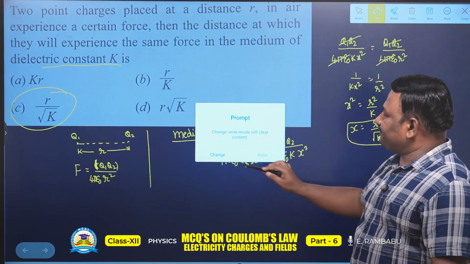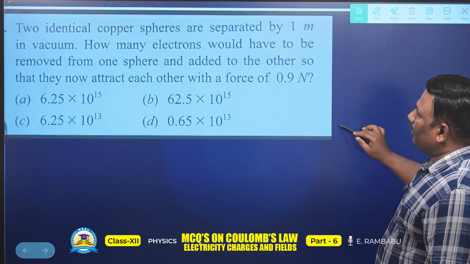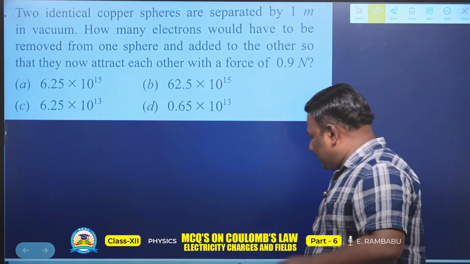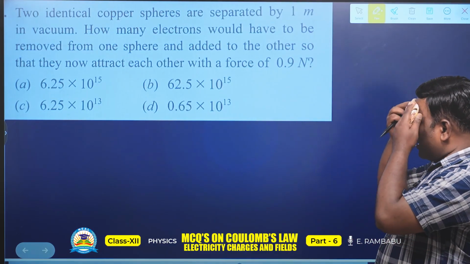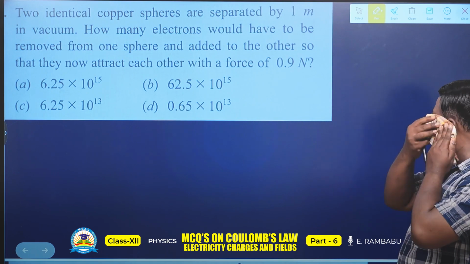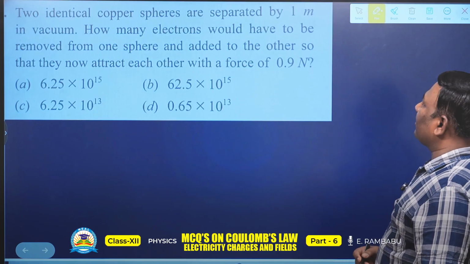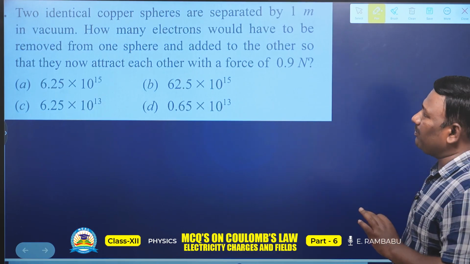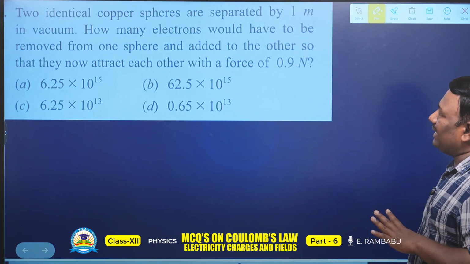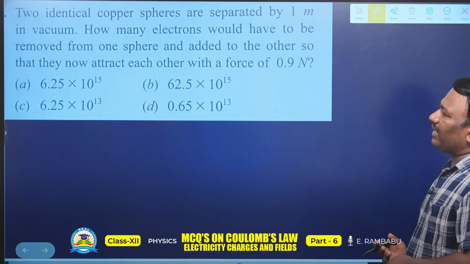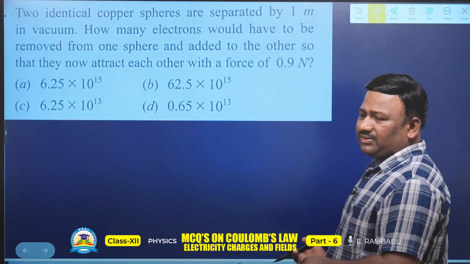Next question. Now here, understand the question again. Two identical copper spheres are separated by 1 meter in vacuum. How many electrons would have to be removed from one sphere and added to the other sphere so that they now attract each other with a force of 0.6 newtons?